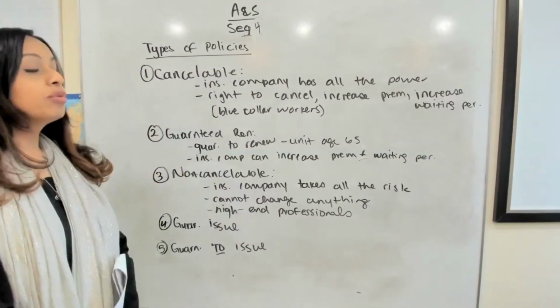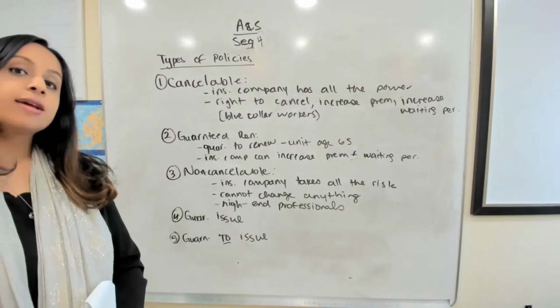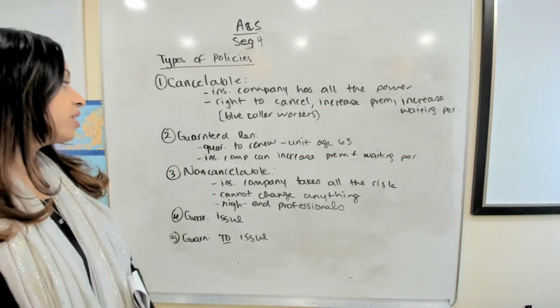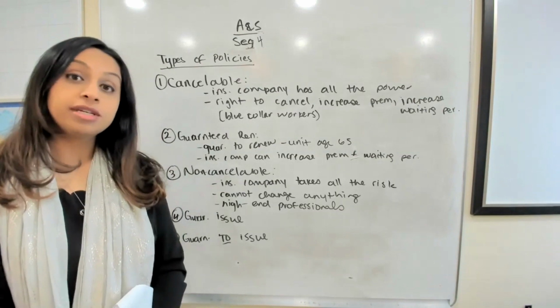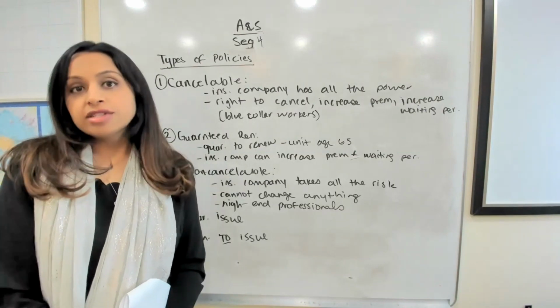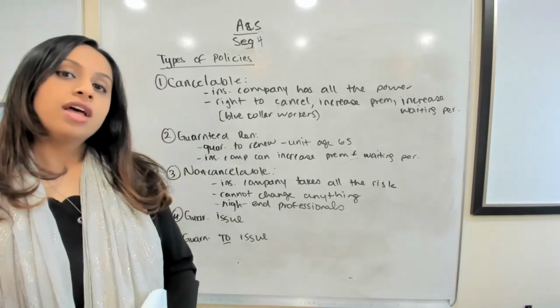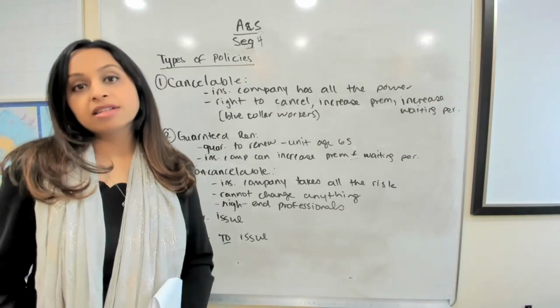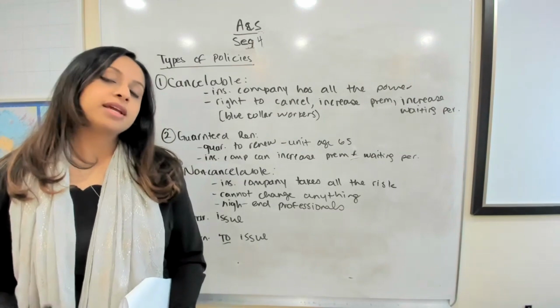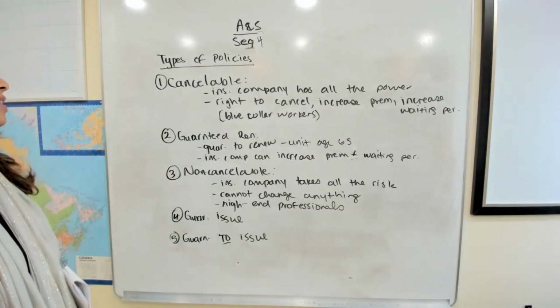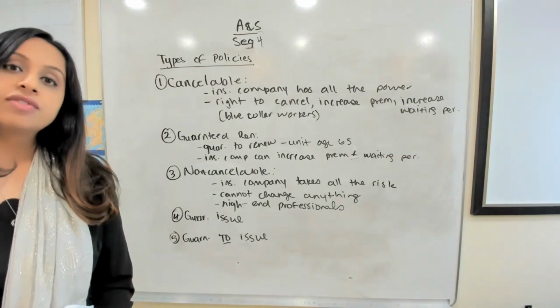So in this segment, we will be looking at the different types of policies. Now, with accident and sickness, there's a lot of different types of policies that can be issued. And in another segment, we'll be looking at how even the definition of disability can differ. And all of these things impact how much the premium is going to be and how it will come into effect.